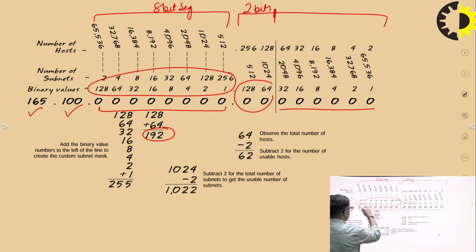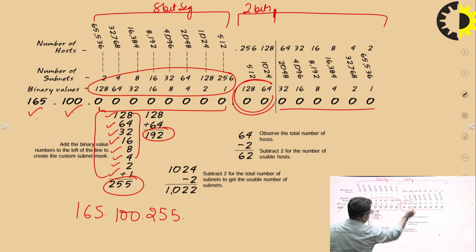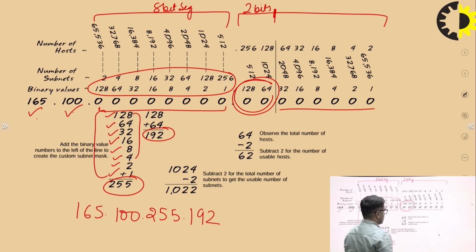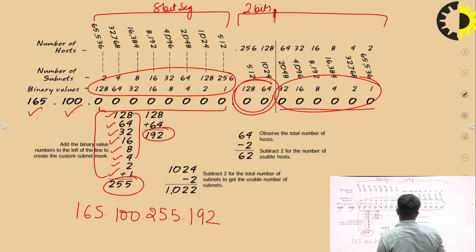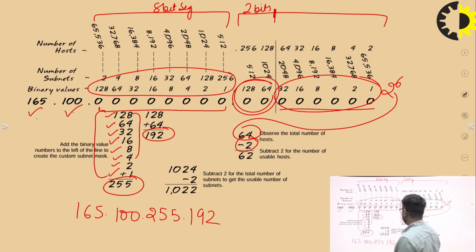So considering all these bits, 128 plus 64 plus 32 plus 16 plus 8 plus 4 plus 2 plus 1, all 8 bits add up to 255. So 165.100.255 from the third part, and 128 plus 64, that means 192, from the fourth part. And after that, these 6 bits are left. So 2 raised to power 6, that means 64 hosts can be there and 2 of them cannot be used. So 62 hosts can be used.